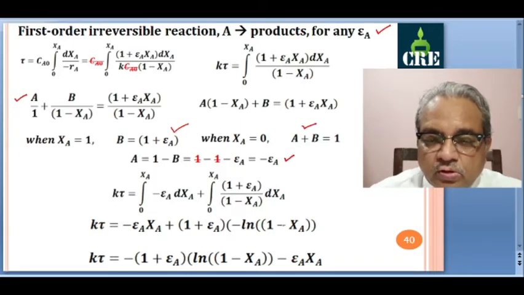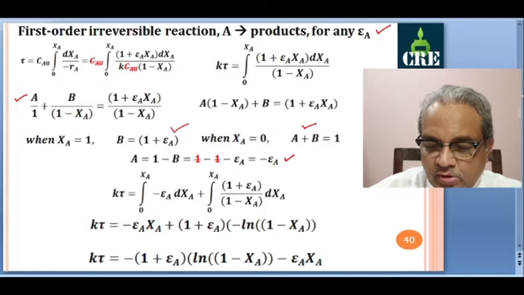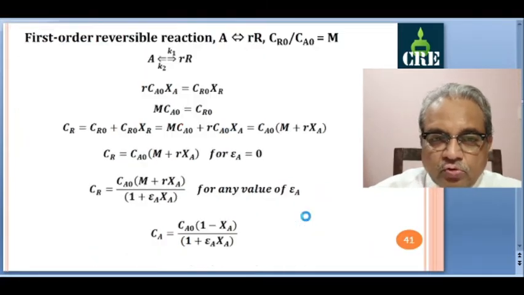This result is well known for first order. We have done it many times. So we write this term first with minus sign: minus (1 plus epsilon A) ln of (1 minus xa), this minus sign taken outside, minus epsilon A xa. So this is the final expression for first order irreversible for any value of epsilon A. For epsilon A equal to 0, if you put this as 0, this will be 0, minus ln of (1 minus xa), this also becomes 0. So k tau is equal to minus ln of (1 minus xa). That is for first order irreversible, epsilon A equal to 0.